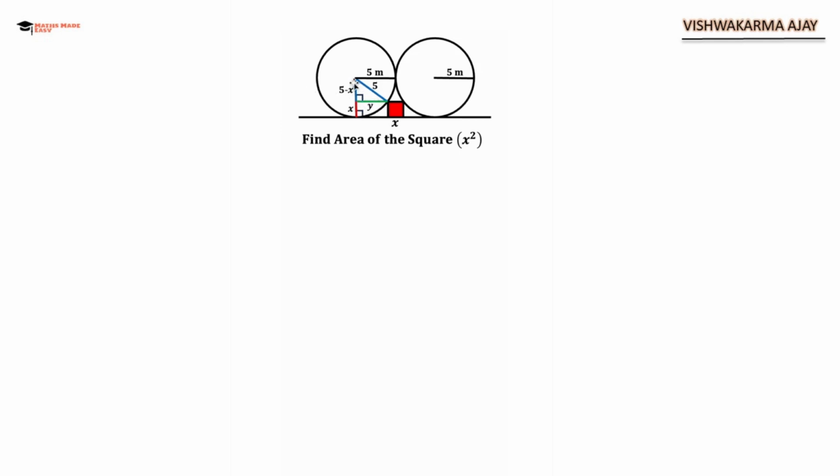We now have a right triangle right here. So we can use a squared plus b squared equals c squared. We can do (5 minus x) squared plus y squared equals 5 squared. (5 minus x) squared is (5 minus x) times (5 minus x), which gives us 25 minus 10x plus x squared. And then we still have the plus y squared, and it'll be equal to 5 squared, which is 25.